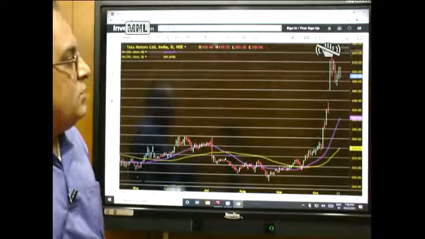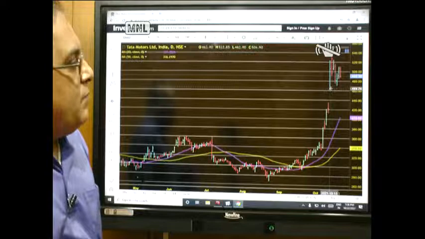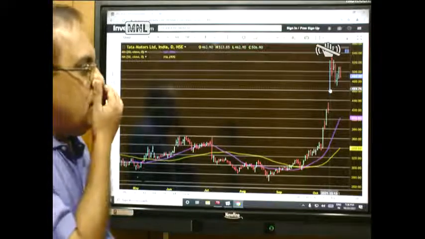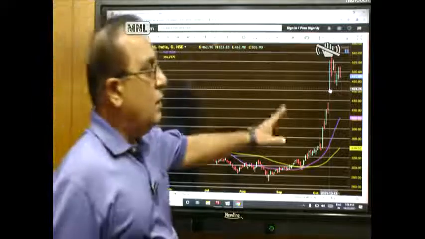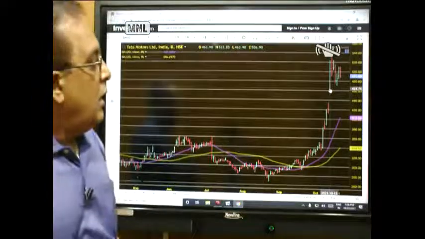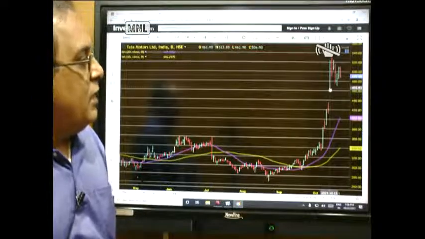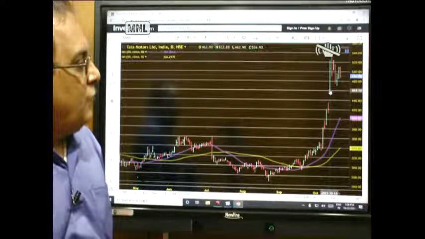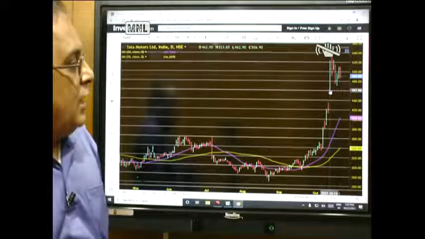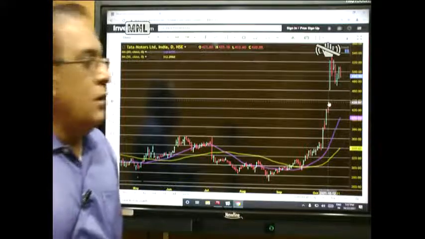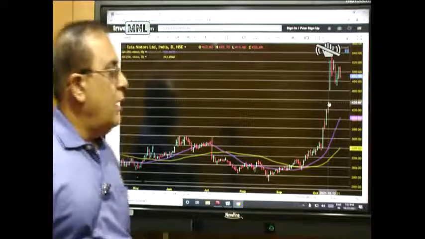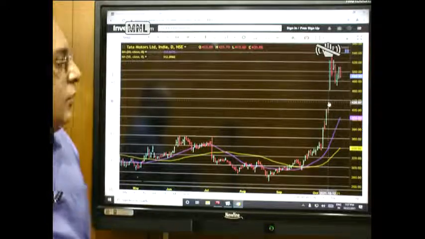But we need to wait because there's a very big gap, and after the gap, if you see, it is not sustaining. It just zoomed there without giving any opportunity. So this is a gap. This gap is likely to get filled, and if it is filled, then this could head straight away to 435 and probably a little lower. So beware of Tata Motors.